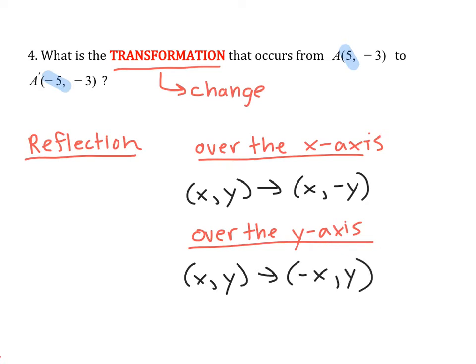So since we were essentially taking our x value, which used to be 5, and multiplying it by -1, notice that the y value stays the same. Our answer is going to be a reflection over the y-axis. But make sure you know the difference between those two types of reflections.